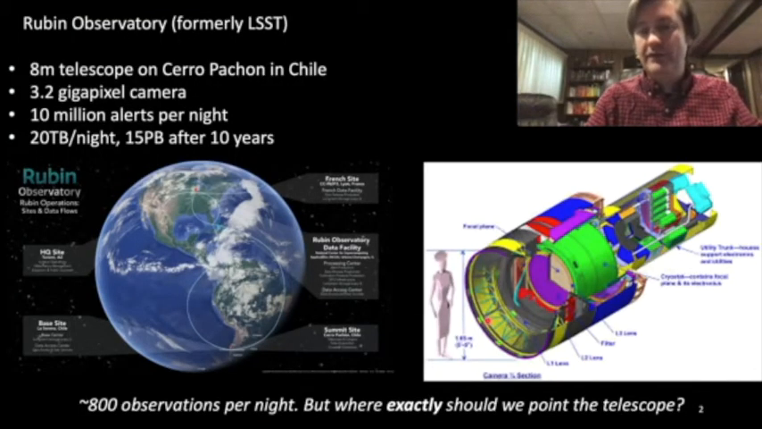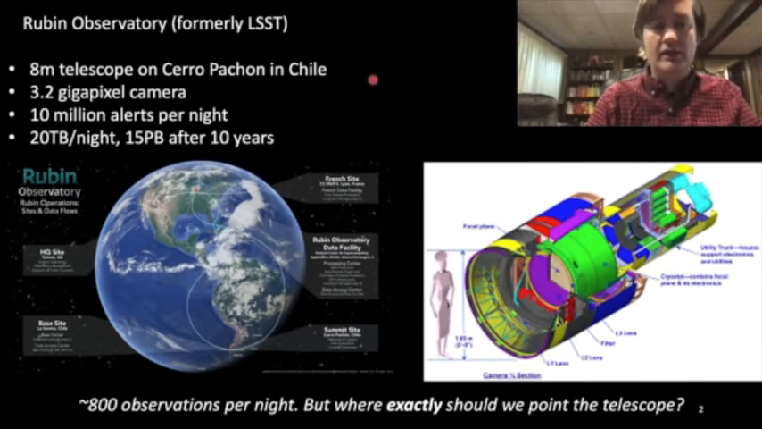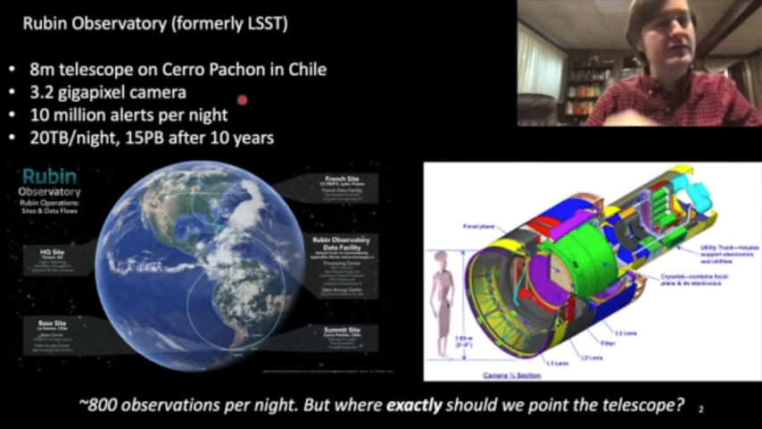A very brief introduction to Rubin Observatory, formerly called LSST. We're an 8-meter telescope on Cerro Pachon in Chile. We have a 3.2 gigapixel camera that's seen down here. It's about the size and weight of an SUV. And we're going to be taking 30-second exposures with this camera, generating about 10 million alerts per night.